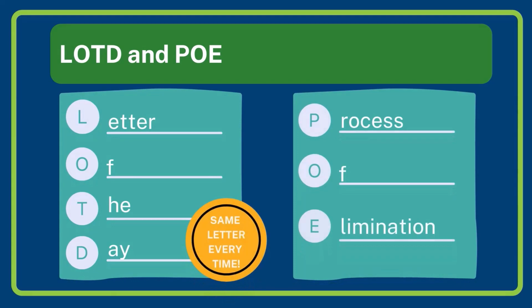Now let's cover LOTD and POE. LOTD stands for letter of the day. That means you pick a guessing letter before the test. Pick the same letter, answer choice every time. This is beneficial rather than randomly guessing because it saves you time and you can count on the law of averages to give you around one question correct out of every 4 guesses. And POE stands for process of elimination.